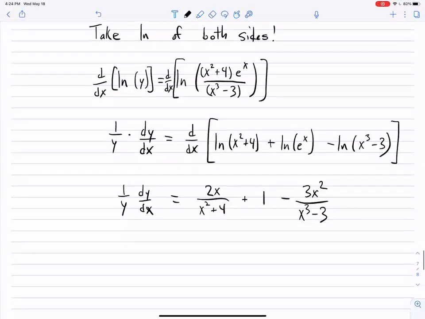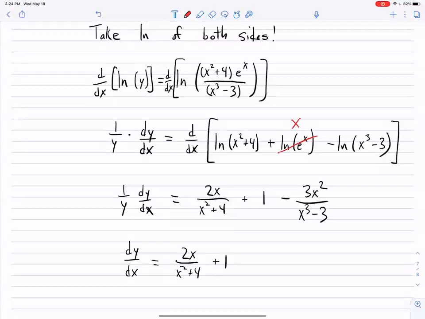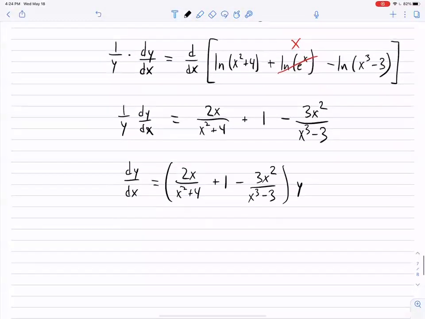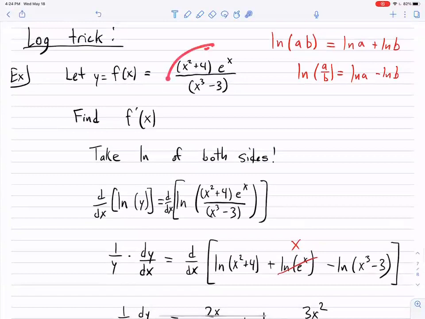The last step is just to multiply by y. And so dy dx equals 2x over x squared plus 4 plus 1. Maybe I should say that that is equal to x. That's where that came from, by the way. Minus 3x squared over x cubed minus 3. And then times y. But we don't want it in terms of y. We want it in terms of x, but y is just this, right?